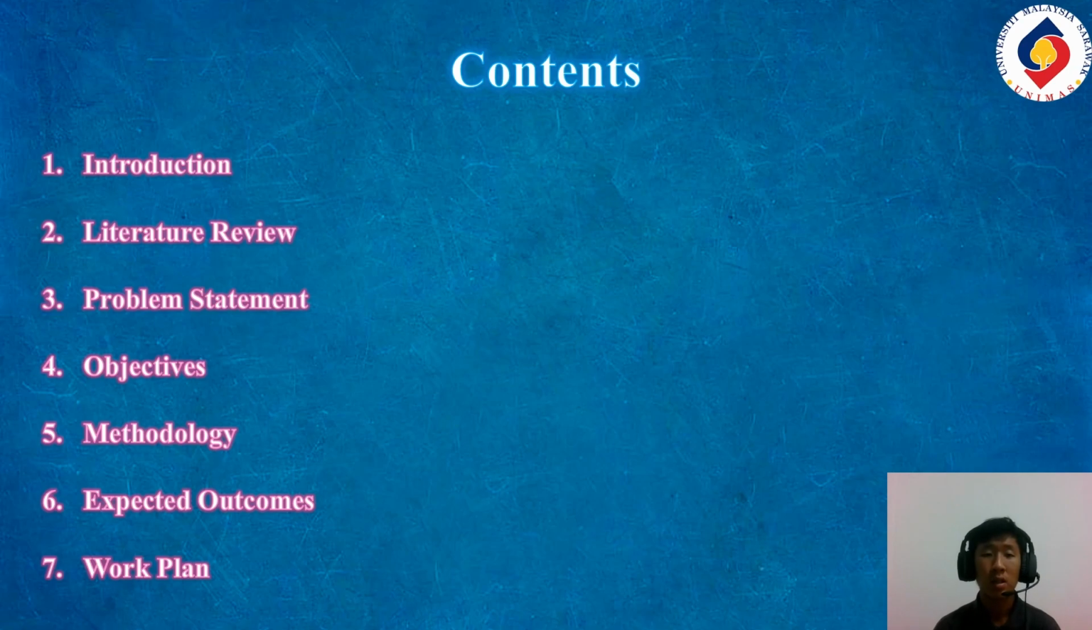The contents of these presentation slides include introduction, literature review, problem statements, objectives, methodology, expected outcomes, and work plan, whereas introduction and literature review will be presented by me, while problem statement, objectives, and methodology will be presented by Limi Meng. Last but not least, expected outcomes and work plan will be presented by Ivan Teo Yen Kai.